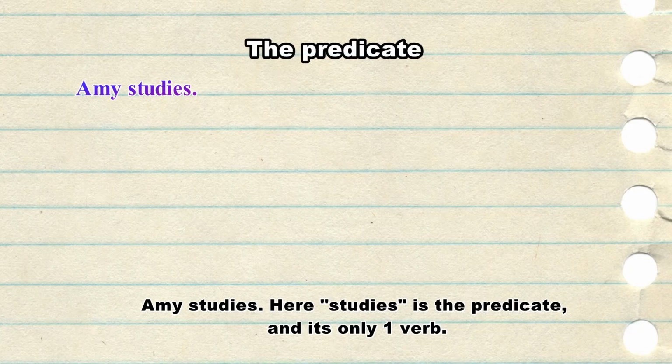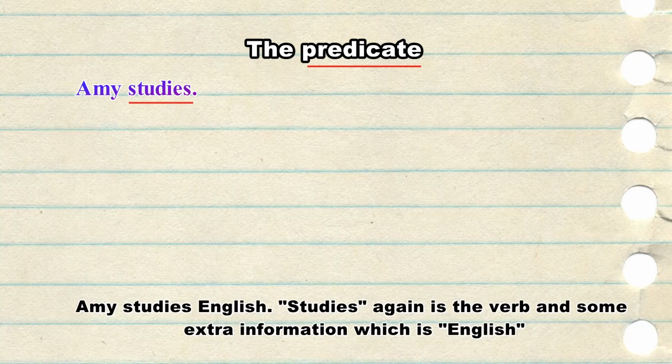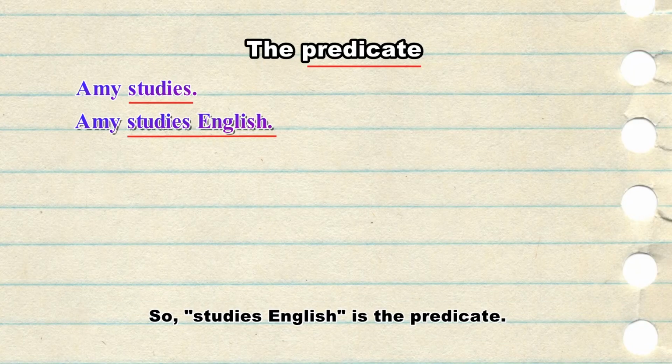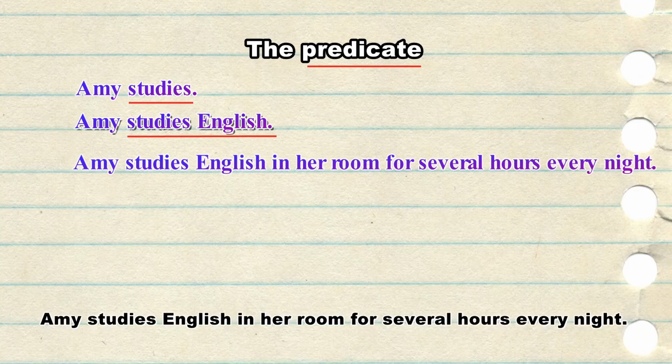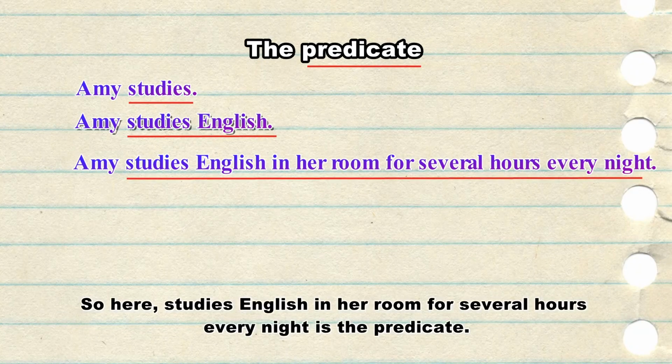Amy studies. Here, studies is the predicate, and it's only one verb. Let's look at another example. Amy studies English. Studies, again, is the verb, and some extra information, which is English. So, studies English is the predicate. Look at this example. Amy studies English in her room for several hours every night. So here, studies English in her room for several hours every night is the predicate.